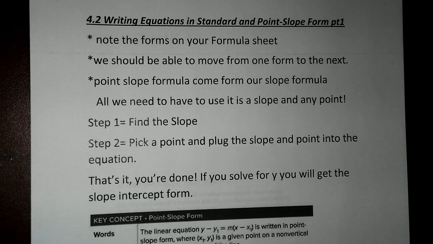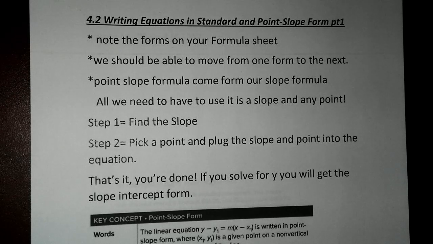So today we're going over 4.2, writing equations in standard and point slope form, part 1. When you take your algebra EOC, you're going to have a formula sheet. On that formula sheet, you're going to have different forms of writing equations, like slope-intercept form. You have to be able to identify each one. You should be able to move from one form to the next with no problems. And then the point slope formula comes from our slope formula. So all we need to use it is a slope and any point.